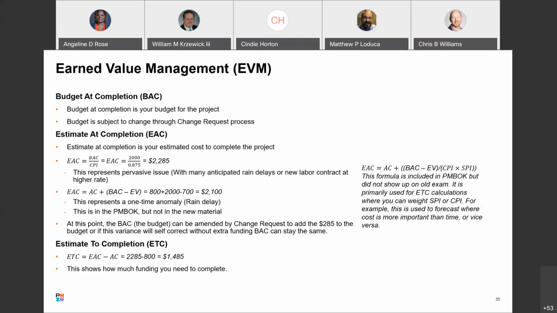because that's how much we're going to spend in total. Now, this formula is used right below. You'll see it says this represents a pervasive issue. It's an ongoing, repeated, reoccurring issue that we expect is going to happen from now to the end of the project. Like it says, with many anticipated rain delays or a new labor contract at a higher rate, whatever's causing cost to slip is going to keep happening until the end of the project.